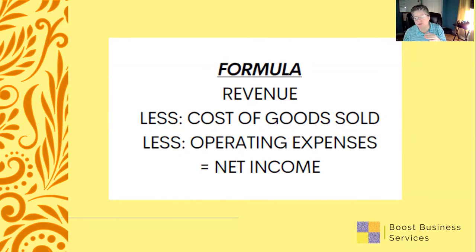So when you subtract cost of goods sold and operating expenses from revenue, you get net income, which is basically the bottom line. After everything is subtracted from your revenue, how much money did we make? Hopefully it's a positive number, and that's what we're always striving for, a big positive number at the bottom. Those are the basics of an income statement, just to give you a general understanding.